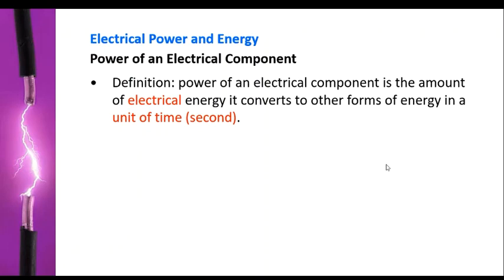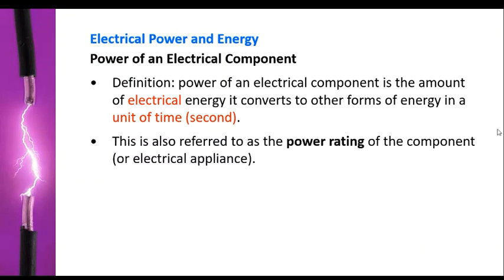The power of an electrical component is the amount of electrical energy it converts to other forms of energy in a unit of time. The unit of time here refers to 1 second, or per second. This is also referred to as the power rating of the component or the power rating of an electrical appliance. The formula P equals E over T represents this relationship, or the definition of power.